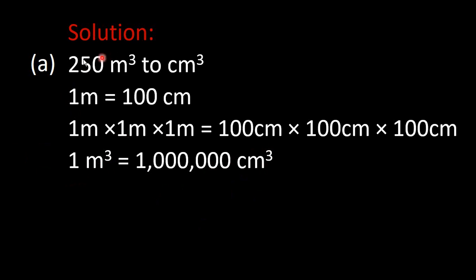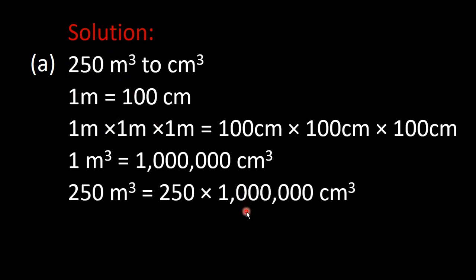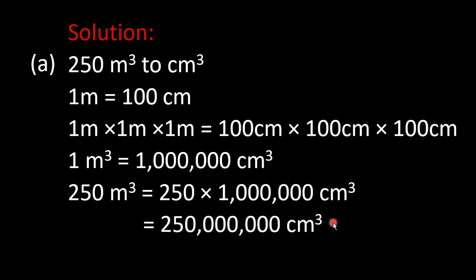And so if I have 250 cubic meters, it's going to be equivalent to 250 times 1 million cubic centimeters. When we multiply that, we shall have 250 million cubic centimeters. So that's how you can convert 250 cubic meters to cubic centimeters. Let's look at the next example.